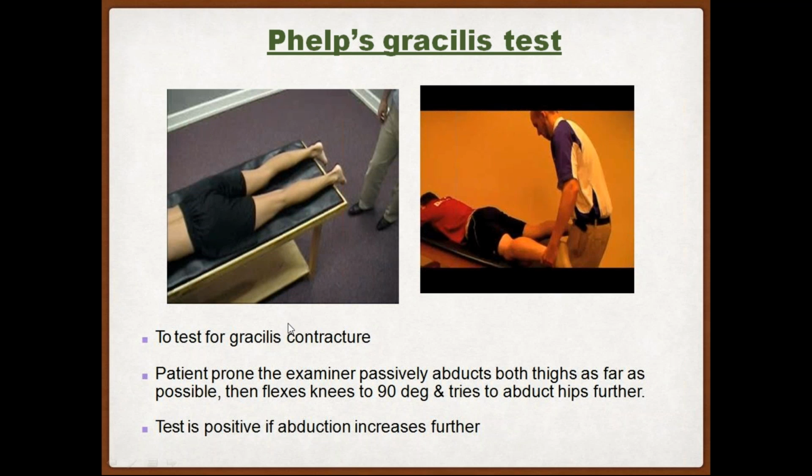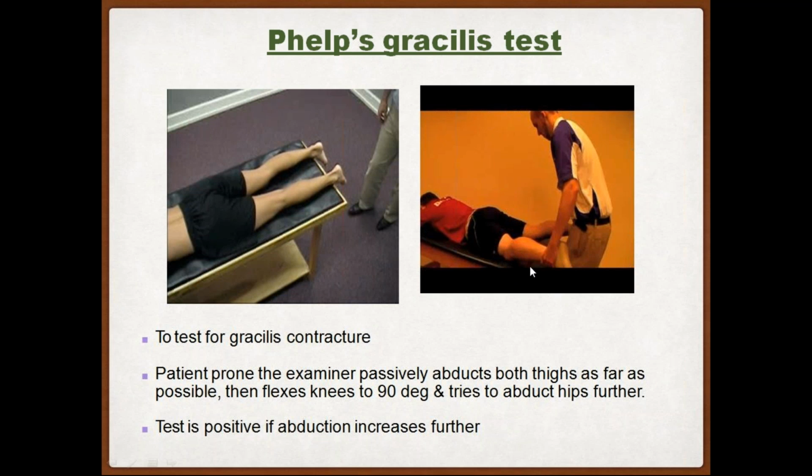First, the Phelps test, for gracilis contracture. The patient is prone and the examiner passively abducts both hips as far as possible, then flexes the knees to 90 degrees and tries to abduct the hips further. If abduction increases further, the test is positive. It indicates gracilis contracture. In extension it is not abducting, but in flexion it is abducting, because in flexion the gracilis is relaxed. Gracilis and semitendinosus all insert on the tibia on the medial side, so whenever we flex, they get relaxed, and at that time they will not act.